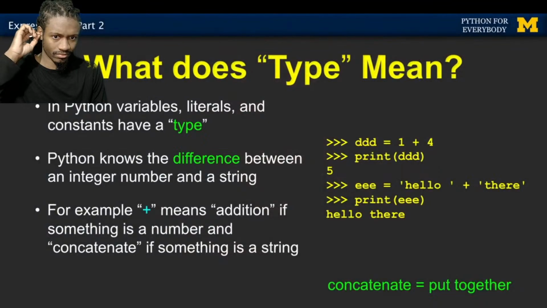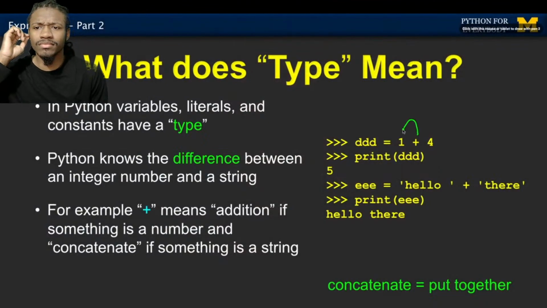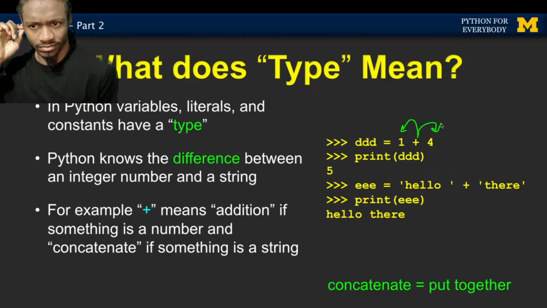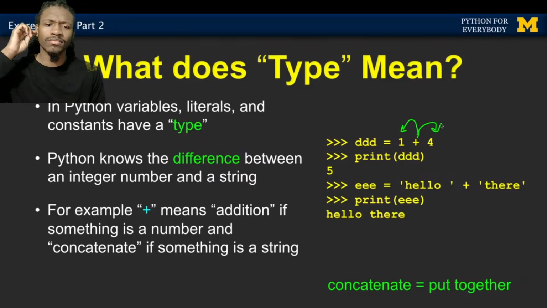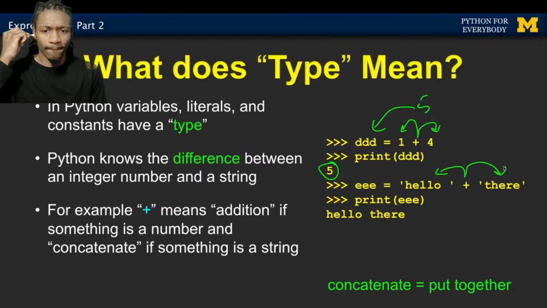And here's a little example code. We have this plus operator. And the plus operator is looking at its two operands, 1 and 4, and says, oh, those are integers, I know what to do with integers. That means addition. And so it adds them to be 5 and then sticks it into DDD, and out comes 5.